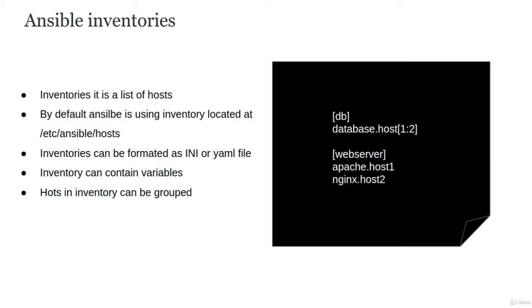As you can see here, we have two groups of hosts, one called DB and one called web server. The host group DB contains two hosts, database host 1 and database host 2, and web server contains two hosts with the names Apache host 1 and Nginx host 2.